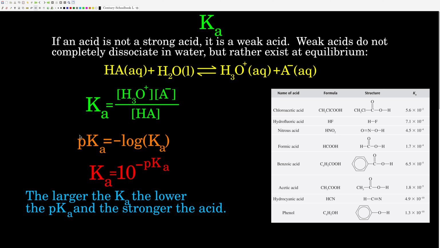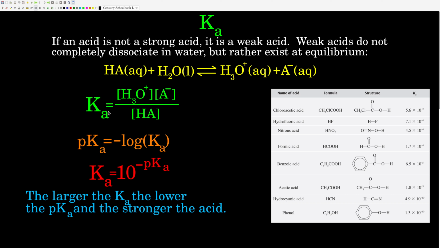Now, just like we can do for pH and pOH, relating it to the concentration of hydrogen ion and hydroxide ion, we do the same thing for Kas. pKa is just defined as the negative log base 10 of the Ka, which means that if we know the pKa, we can get the Ka by taking 10 to the minus pKa. So that means, just like with pH and pOH, the larger the Ka is, the smaller the pKa number will be, and the stronger the acid.